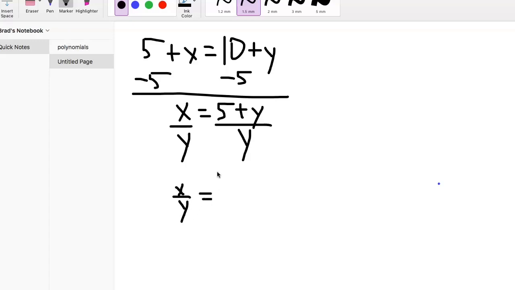So we have x divided by y equals 5 plus y divided by y. And that's your final answer.